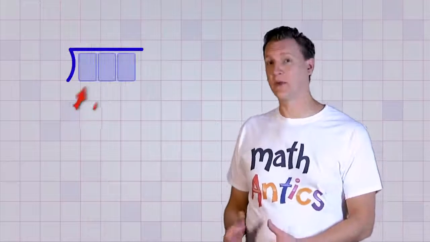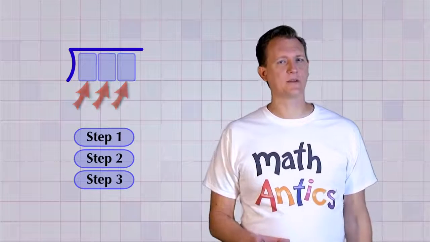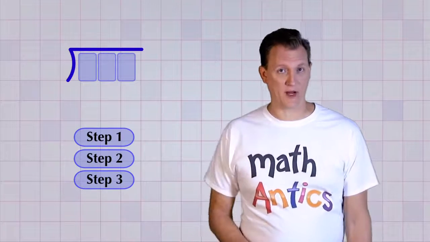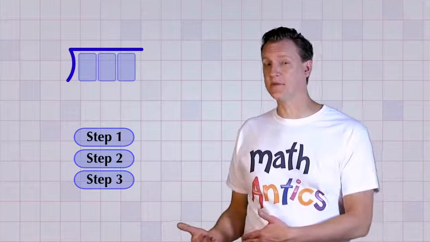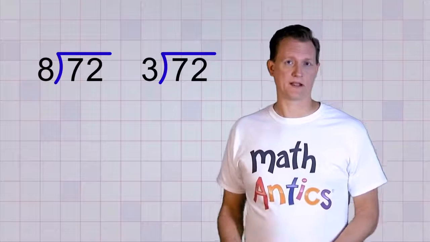Okay, so that problem had a 3-digit dividend, and it also had 3 division steps. But the number of steps isn't always the same as the number of digits we have. And that's because the number of steps also depends on how big our divisor is. To see what I mean, let's work 2 division problems side by side.